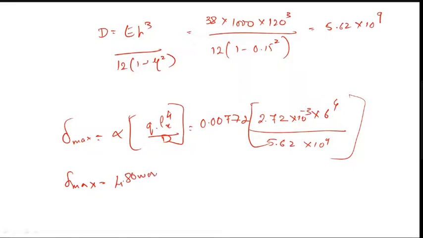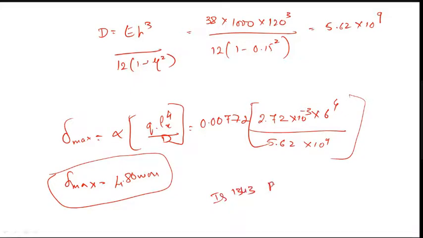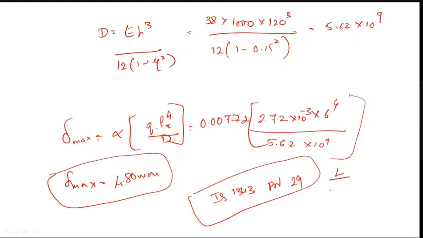We have to check whether it is under the permissible limit or not. In IS 1343, page number 29, there is a clause. If you go and check it, the long-term deflection should be under the permissible limit, that is span upon 250. If you have any temperature variations, then it is L by 500. I am not talking about that one.